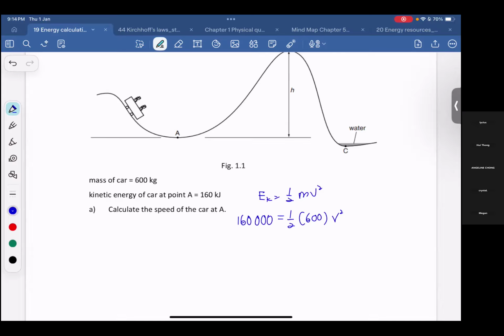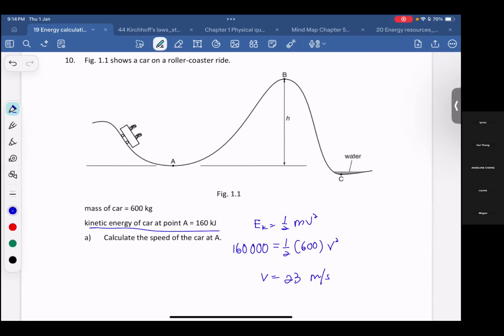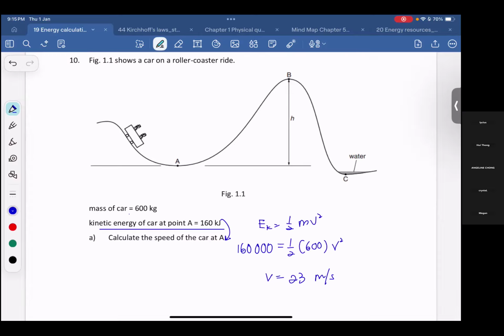Zihua, I get 23. V should be 23 meter per second. How did you get the 0.7 something? 730? Where did you get it? Okay, by the way, here they give you kinetic energy. From the kinetic energy, we can calculate the speed because mass is provided. So I know that this kinetic energy here is 160 kilojoule, and my speed here is actually 23 meter per second.